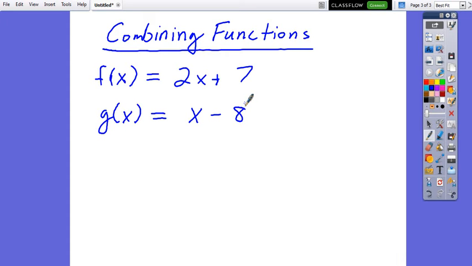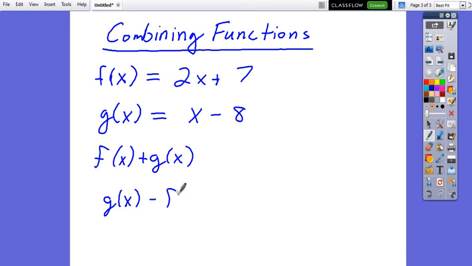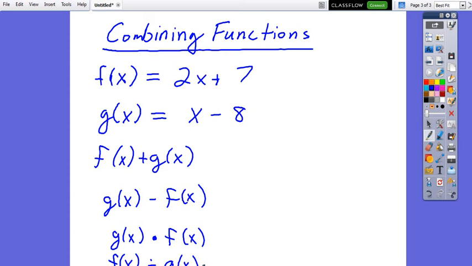I can add the functions, f of x plus g of x. I can subtract the functions. How about g of x minus f of x? I can multiply the functions, g of x times, I'm just going to put a dot there for multiplication, f of x. And then finally, I can divide the functions if I want to, f of x divided by g of x. All right, so I'm just adding, subtracting, multiplying, dividing these functions.